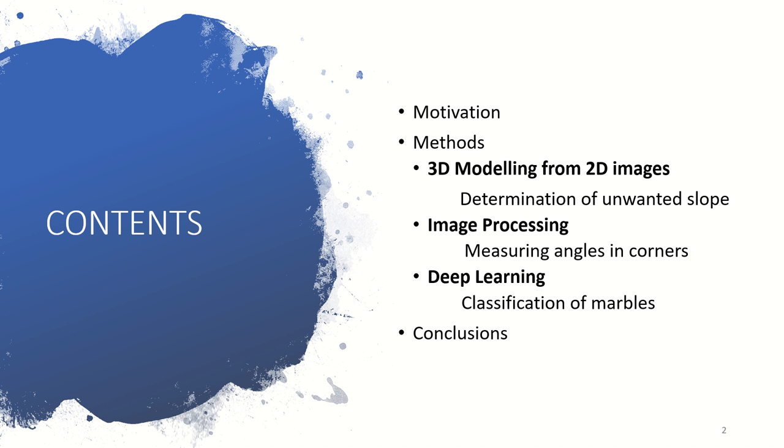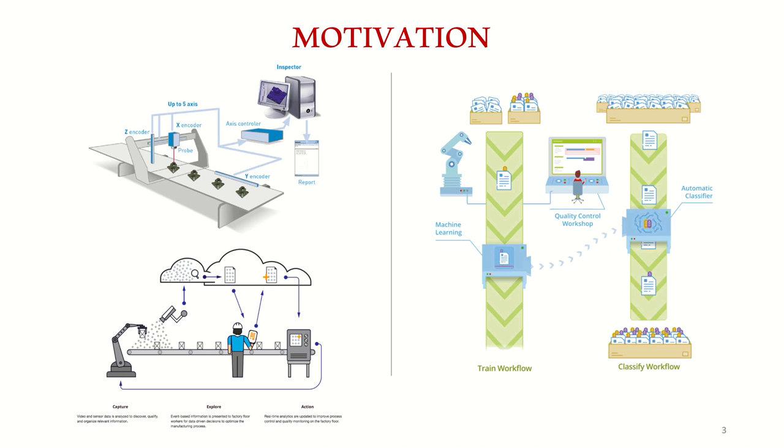Content: we have motivation and methods. We are using 3D modeling from 2D images for determination of unwanted slope. We are using image processing to measure angles in the corners and using deep learning to classify the marble. And conclusion.